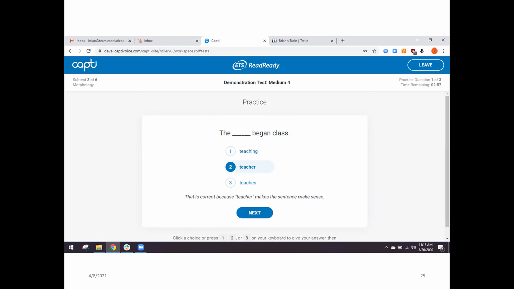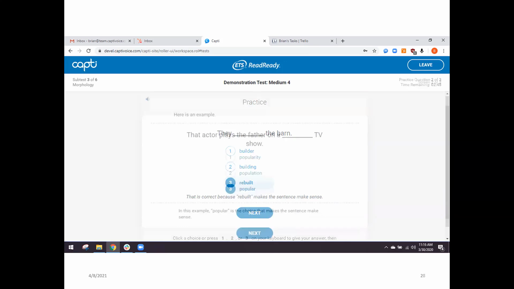Morphological: prefixes, suffixes, affixes, those are supposed to affect meaning and syntax. So very predictive of learning gain and good for building vocabulary.